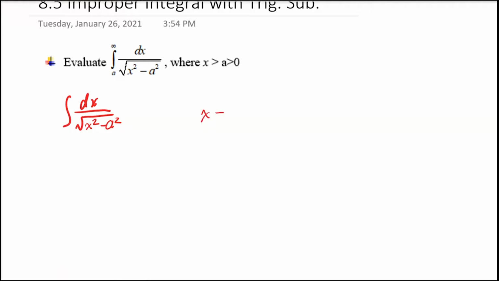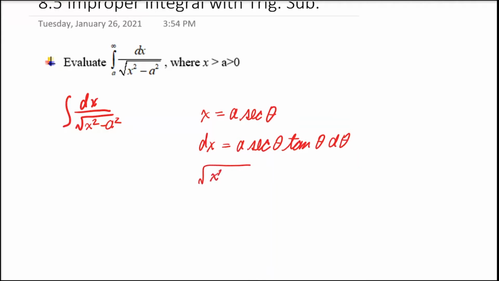What should we say x is? What is the trig sub? A secant theta. A secant theta is correct. And the reason for that is number one, dx then becomes a secant theta, tangent theta, d theta. But more importantly, this part, right? You plug in a, so it becomes a squared secant squared.